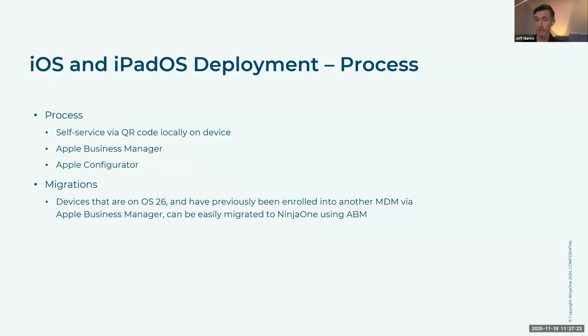So let's talk about the process here. How do we actually get these devices into NinjaOne MDM? Our process here is kind of similar to what we see on the Android side. We can do self-service. You can send somebody that QR code. You can send somebody that enrollment profile. They're able to go ahead and download that profile on their device, enroll. However, when you do it in that manner, that self-service method, you are only getting unsupervised access.